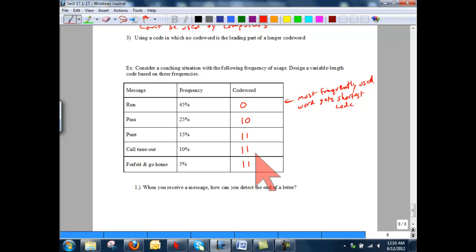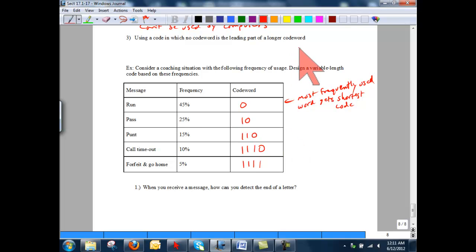But I can't have three code words with the same code, so we had better tack on something else. How about this be a 1, 1, 0? Then the rest of the words can't start with a 1, 1, 0. So I have to do this. And then the next most commonly used word is call timeout, so I'll add a 0 here like this. Then there's one word left, and I could continue the pattern and say it's 1, 1, 1, 1, 0. Or since I'm done now, I could just make that one a 1.